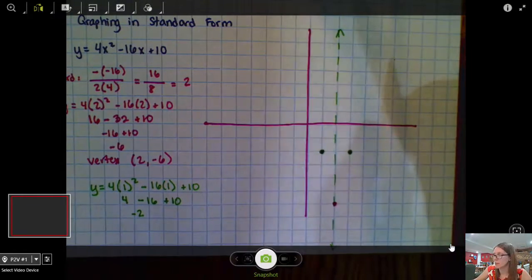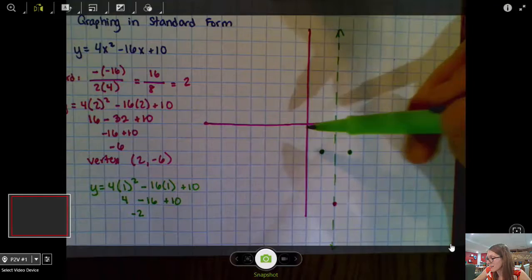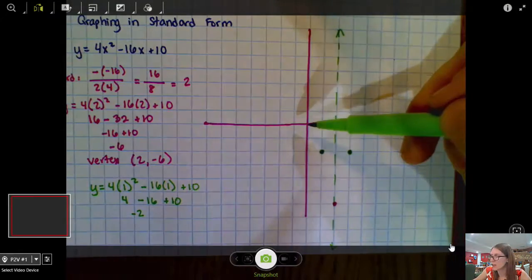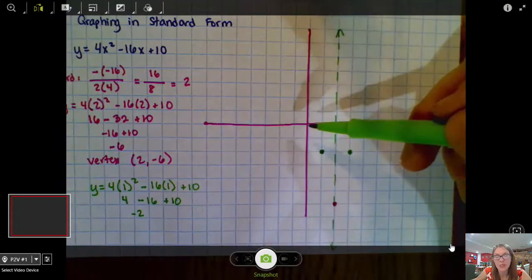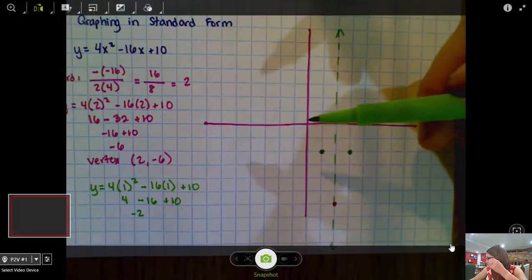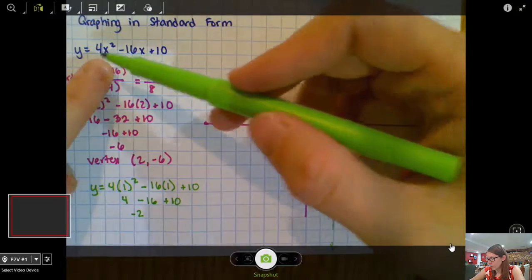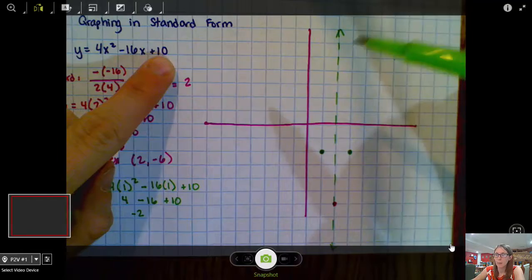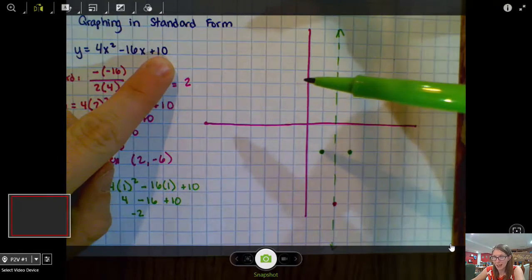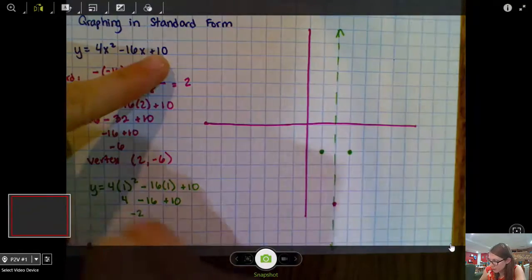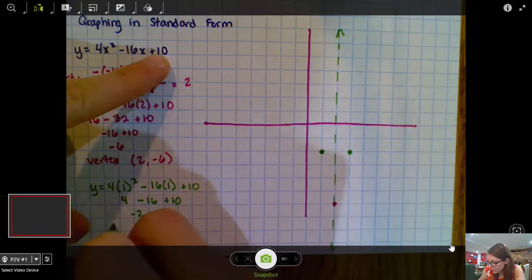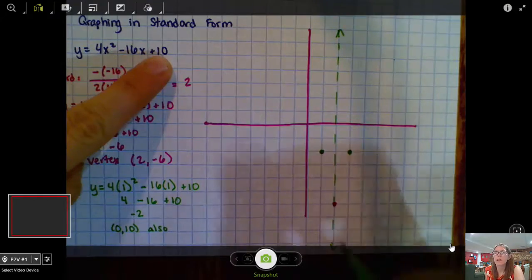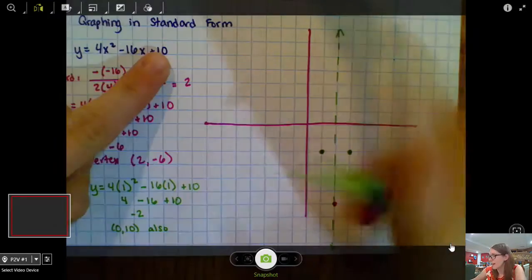We'll repeat this process one more time. We could plug in 0, we could plug in 4, but if I plug in 0, life is actually pretty easy. I'd get 0 here, 0 here, I'd end up with just 10. So (0, 10) is also on my parabola, which goes along with the fact that my c value is my y-intercept.